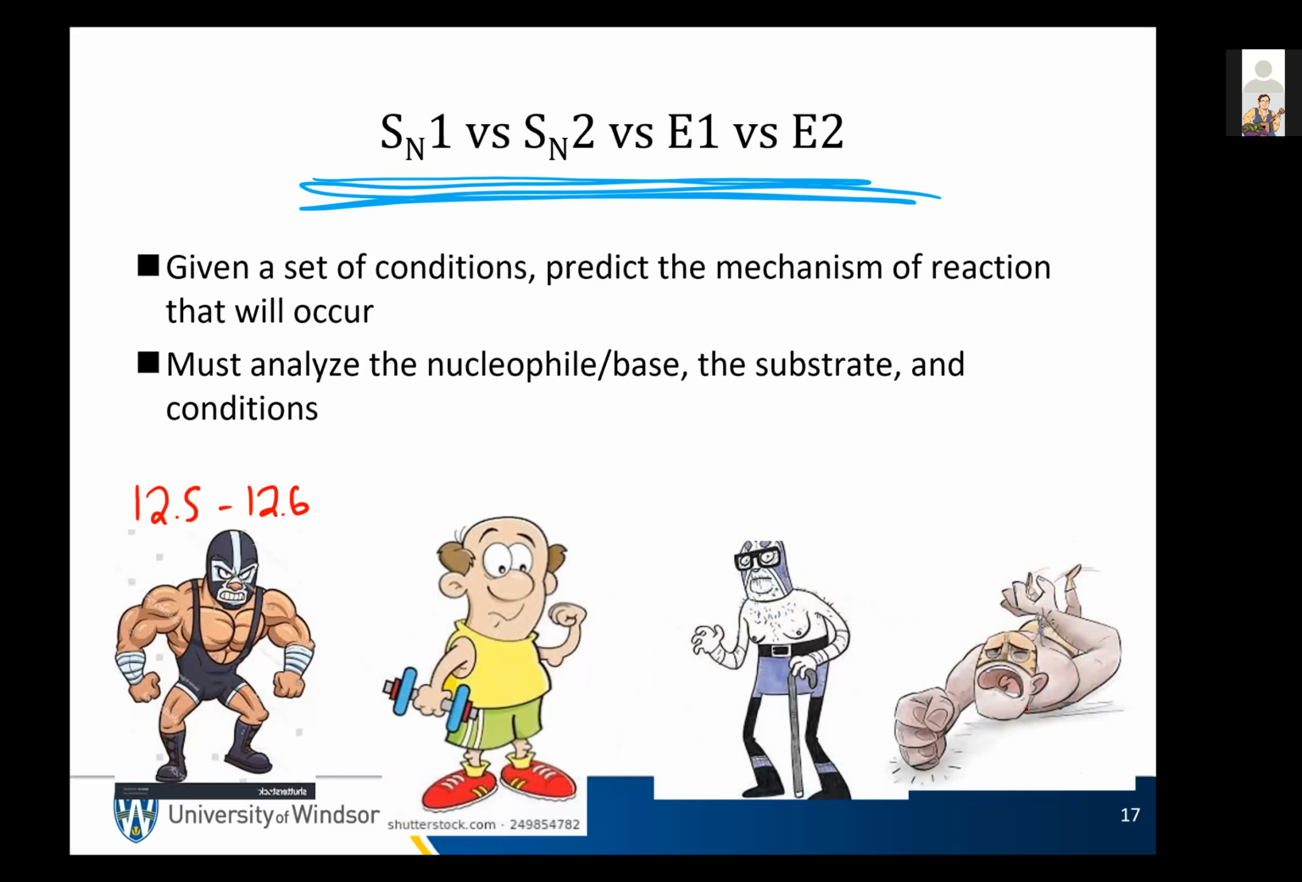But what we want to do is figure out a way to bias these conditions so that only one of them occurs, the one we want, whatever that happens to be.